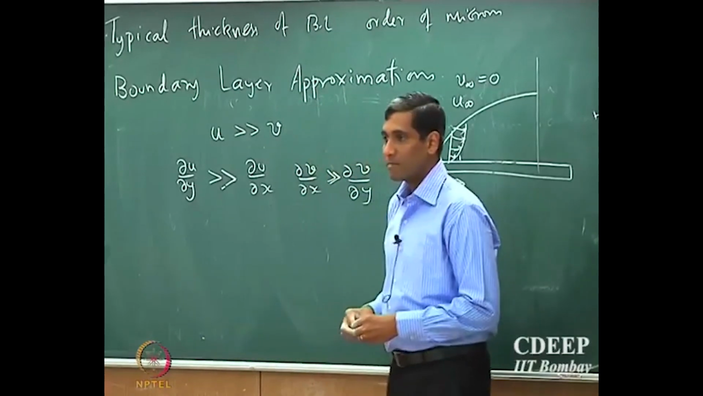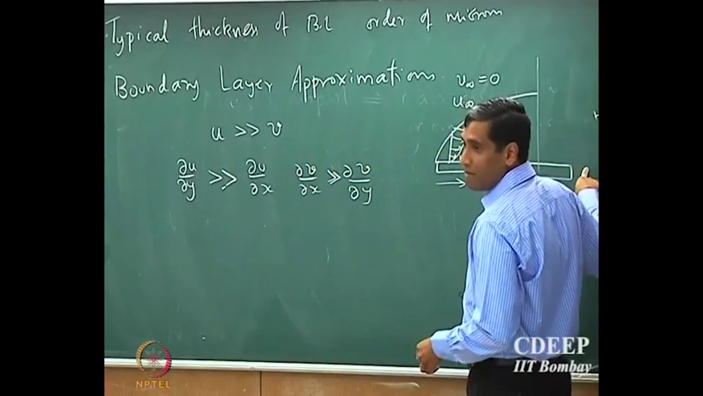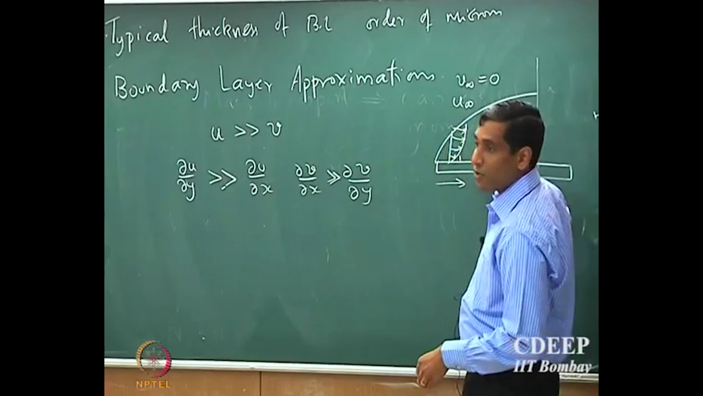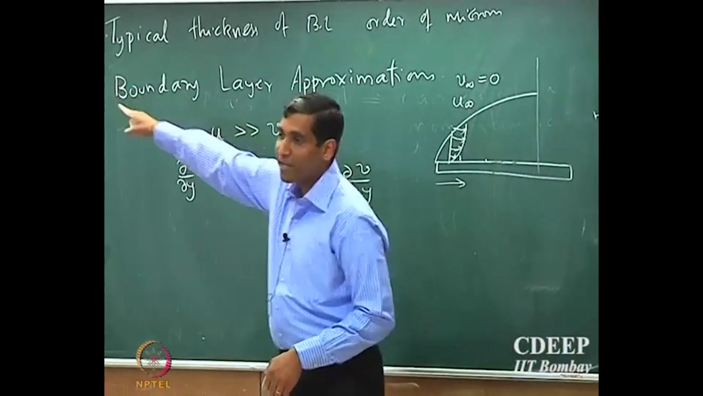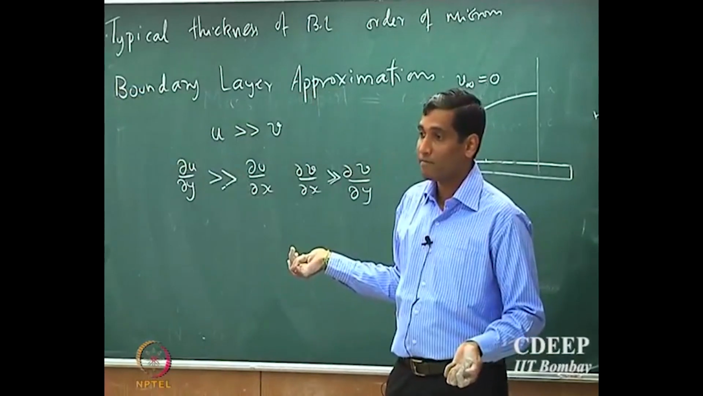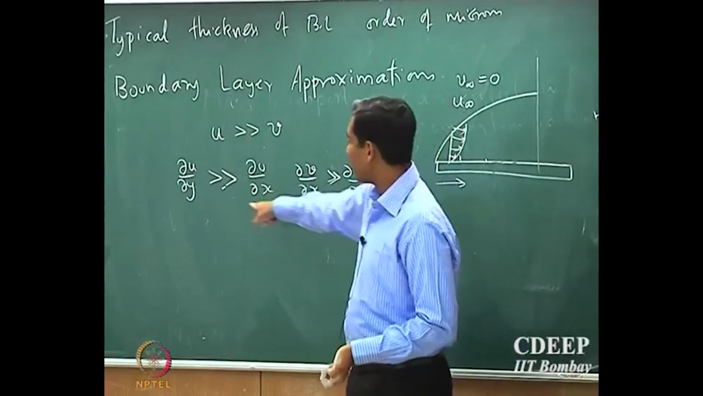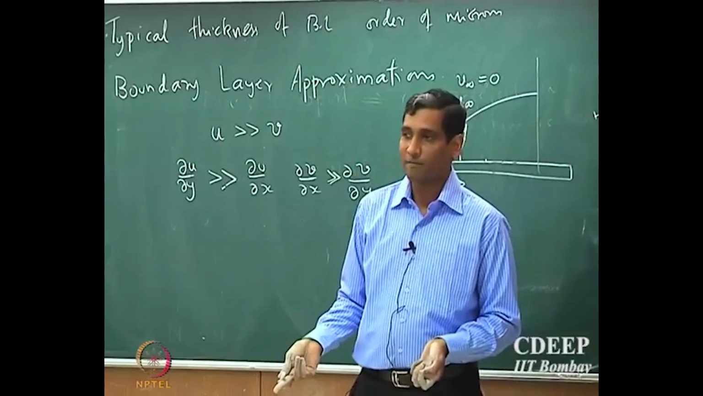Exactly. See, the fluid is moving here. Now because it has seen a wall here, the fluid particles have come to rest at the interface. So now you need to have a definite dv by dy, otherwise the continuity equation will not be satisfied. So that forces a certain gradient in the x direction, and that is going to be much smaller than the y gradient of the x component velocity.